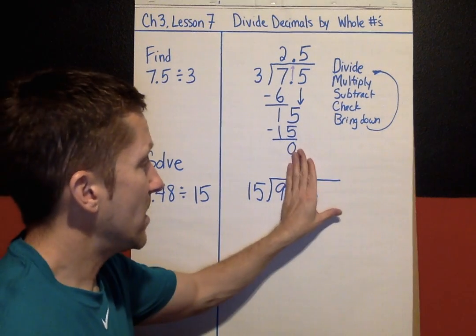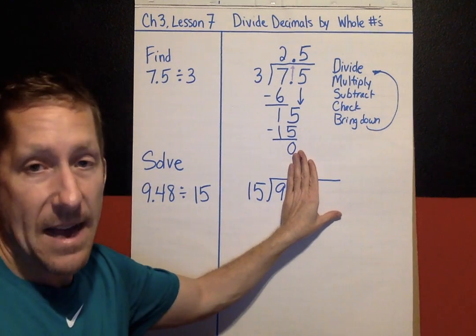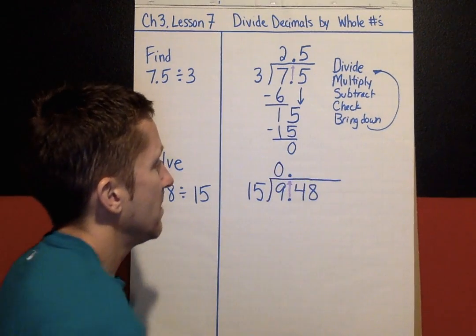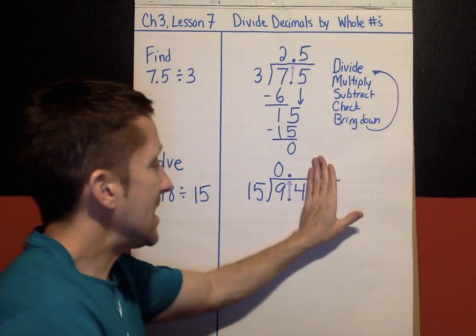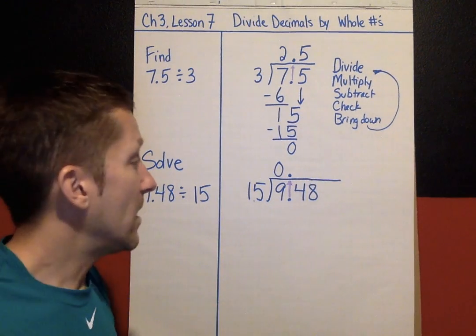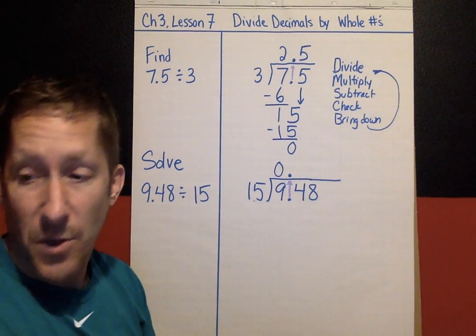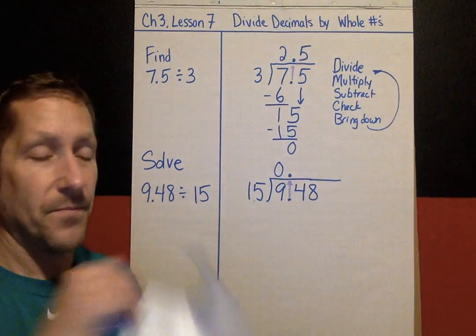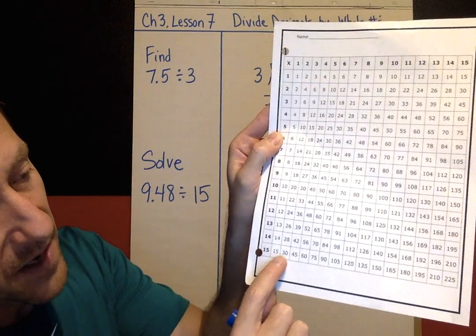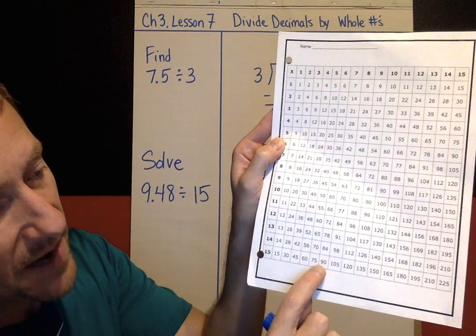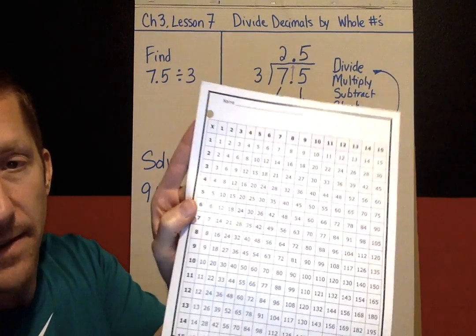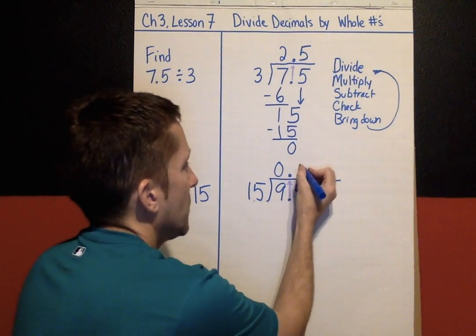And I'm going to look at it one number at a time. How many 15s fit into 9? Doesn't, so none. So I'm going to put a 0 here. Then I'm going to look at 94. How many times does 15 fit into 94? Well, got to skip count by 15s, use your multiplication table. If I look at my 15s, 15, 30, 45, 60, 75, 90, that's as many as can fit, and that is 6 15s. So I'm going to put a 6 right here.